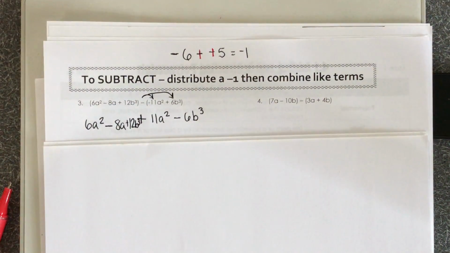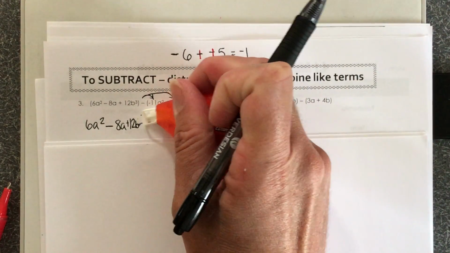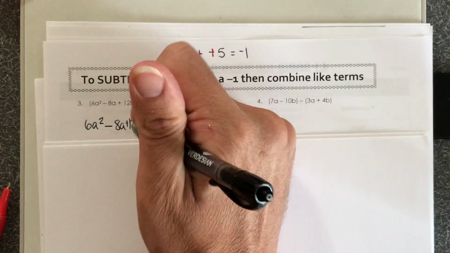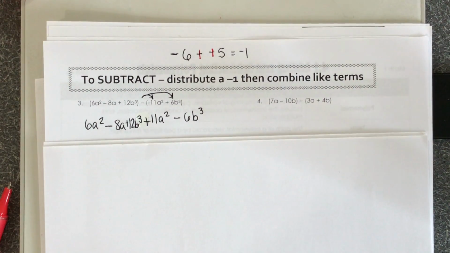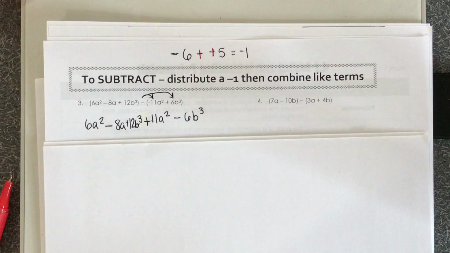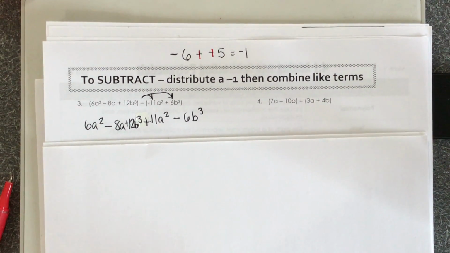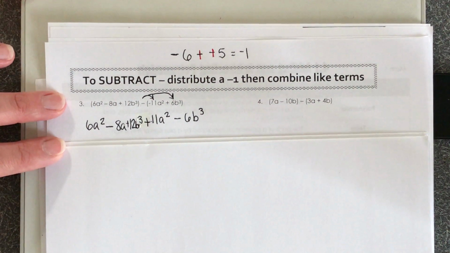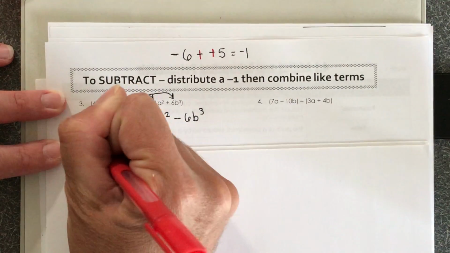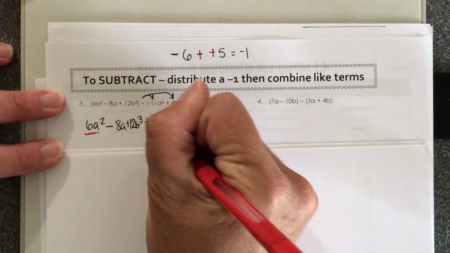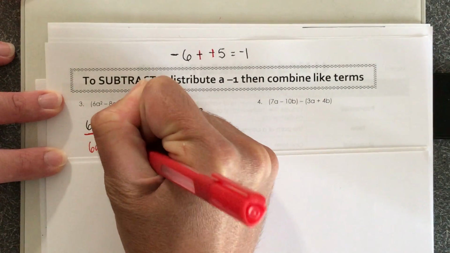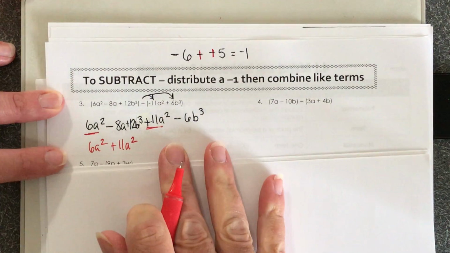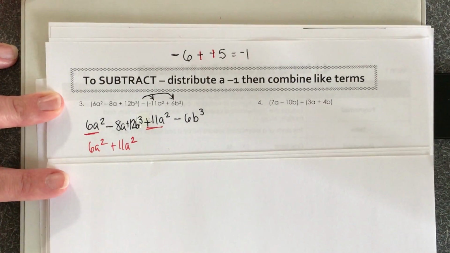Okay, so parentheses are gone, and I'm going to start combining like terms. Now in this problem we've got A's and B's, so again I'm going to start with largest degree and alphabetically. So I'm going to start with my a squared, and I'm going to look, do I have any other a squares? And I do. So 6a squared plus 11a squared is going to combine and make a 17a squared.